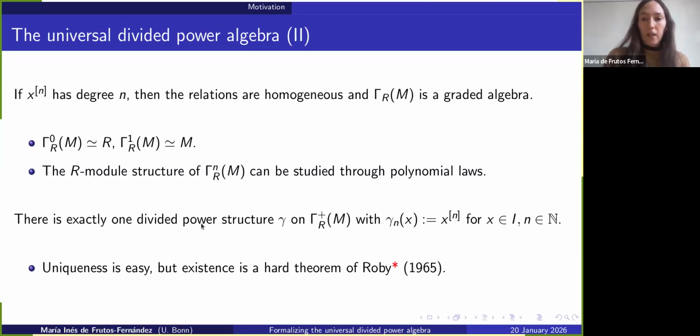So the hard part of all of this is showing that there exists exactly one divided power structure, gamma, on this ideal, with the property that gamma n of x is equal to the generator x^n for every x in the ideal and any n in the natural numbers. Now, showing the uniqueness of this divided power structure is easy, but showing that such a divided power structure exists is actually a hard theorem, and this was first proven by Roby in 1965.